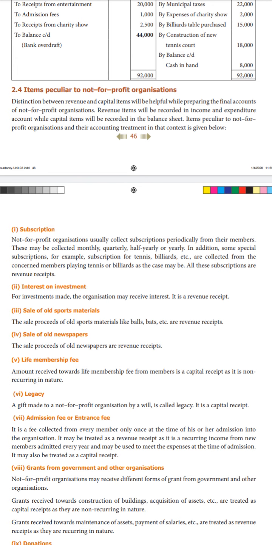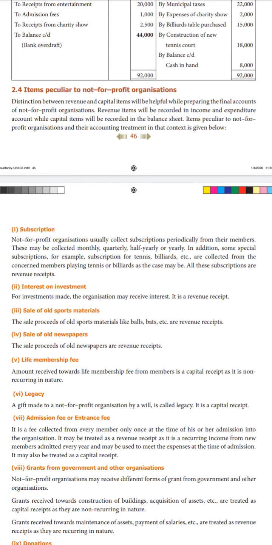Then comes in the fifth one, life membership fee. Life means you're paying only once in the lifetime. You're paying the membership fee only once, then you become the member in that particular institution, organization, or club. In that case, we call it capital receipt, because it is not going to occur again. It is non-recurring in nature.